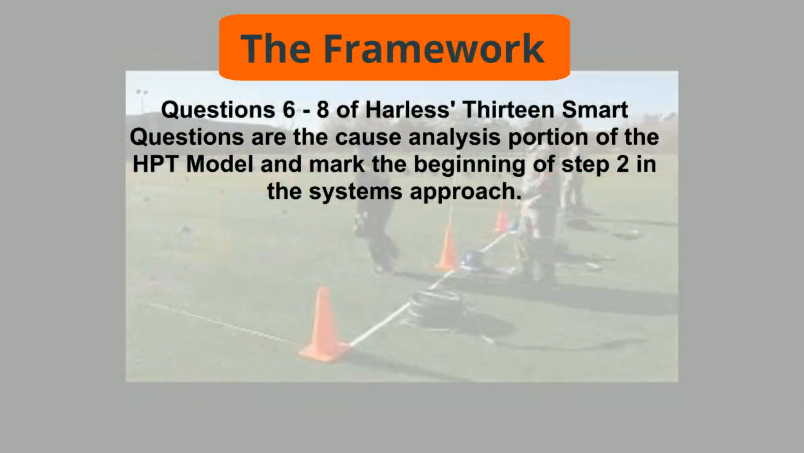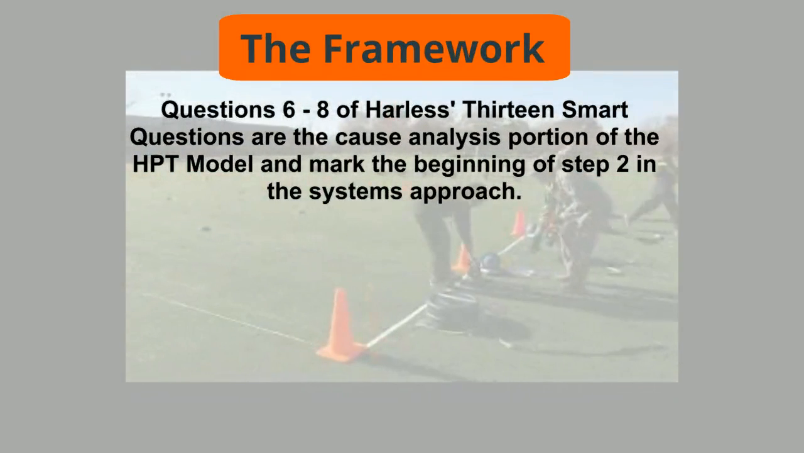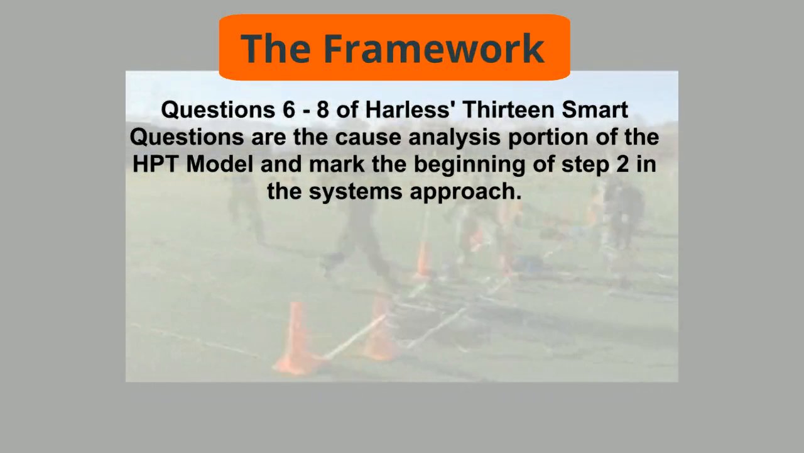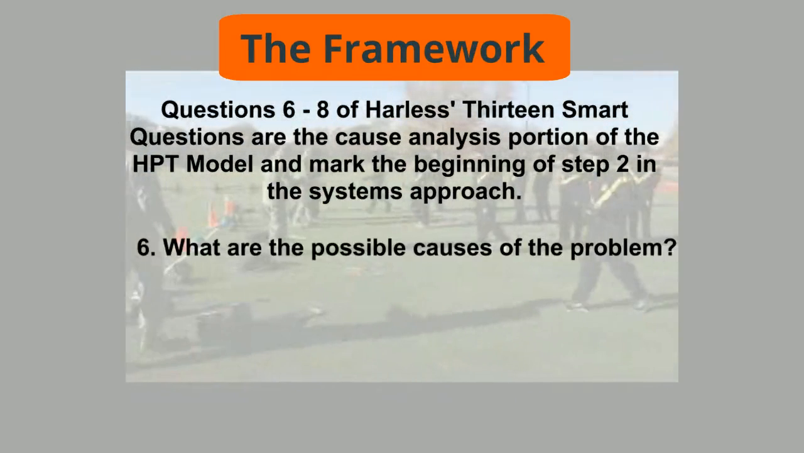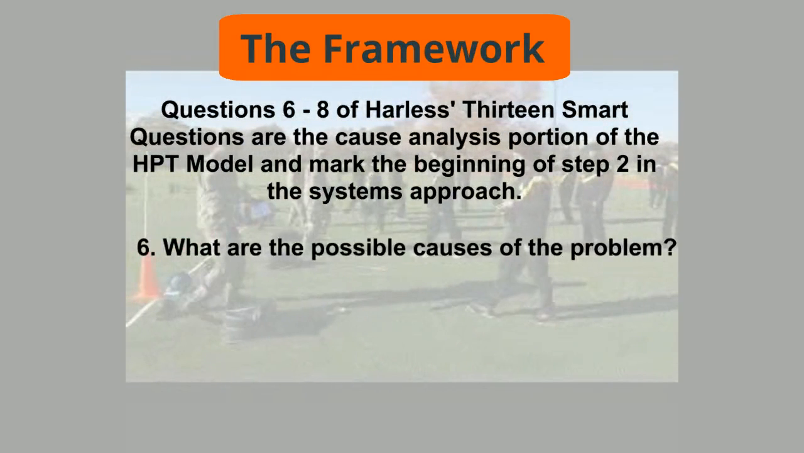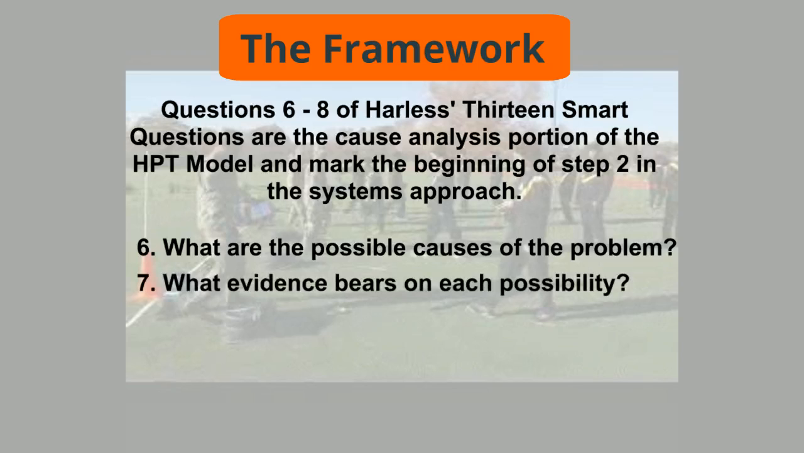Questions 6 through 8 are the cause analysis portion of the performance section of the HPT model and mark the beginning of step 2 in the systems approach. Question 6, what are the possible causes of the problem? Question 7, what evidence bears on each possibility? And question 8, what is the probable cause?